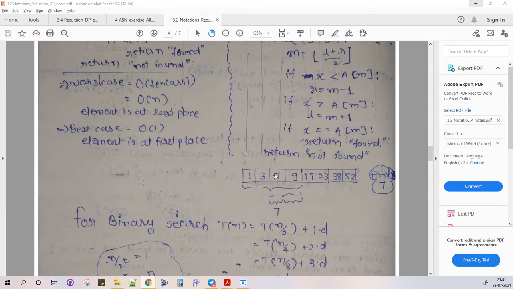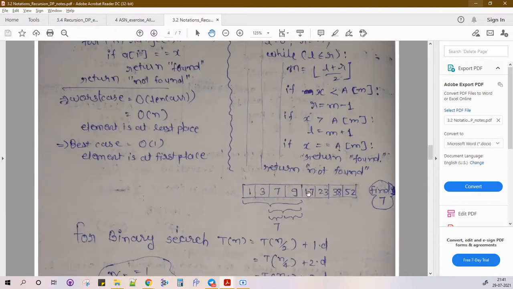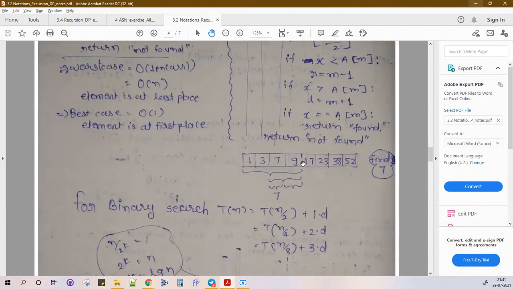So all the elements on the left side would be 9 or less than 9, and all the elements on the right-hand side would be 17 or greater than 17, because this array is already sorted, right? So I'm at the middle position, and now I know which side I should go. I just discarded half of my array. I won't be using these 4 elements anymore. I know my element is somewhere on the left side.